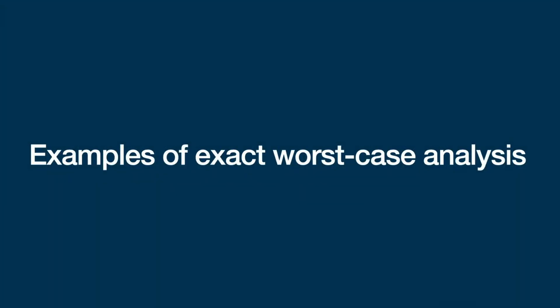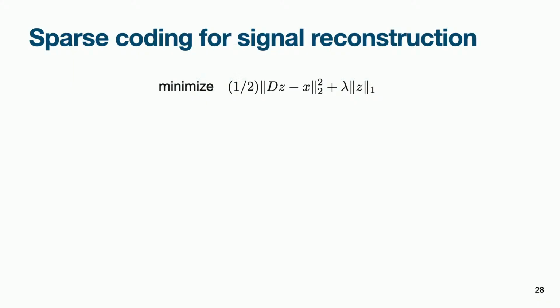Okay, so let me show you a couple of examples of how this works for two classes of problems. One is a sparse coding problem for signal reconstruction. So this is a lasso type objective where I have a noisy signal x, a known dictionary d, and I would like to reconstruct the noisy signal in a sparse way, and I do it by inducing sparsity with a one norm regularization. Then I get a very simple lasso type objective.